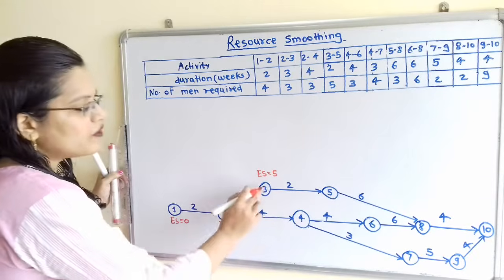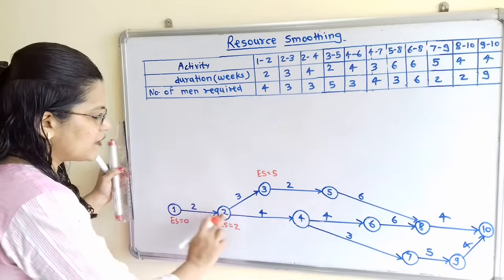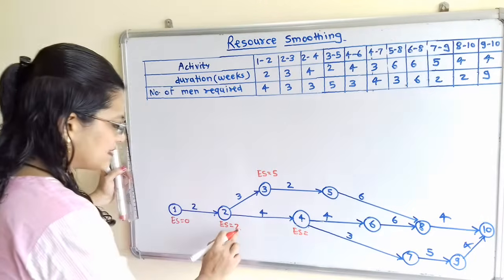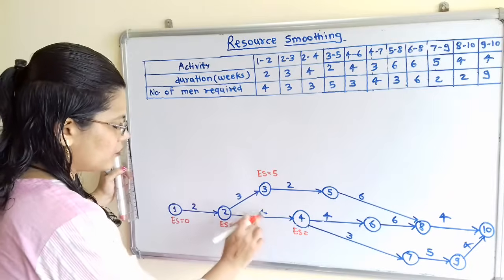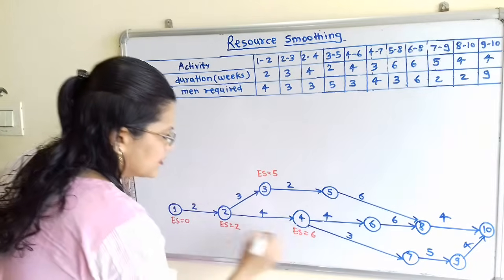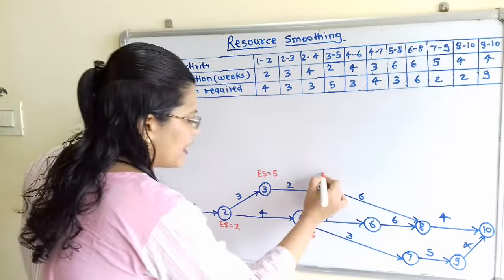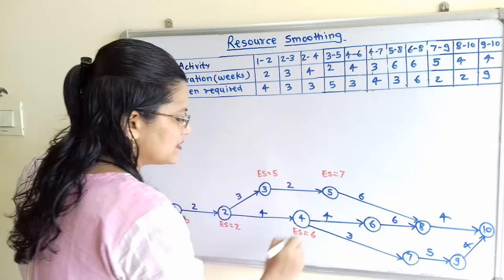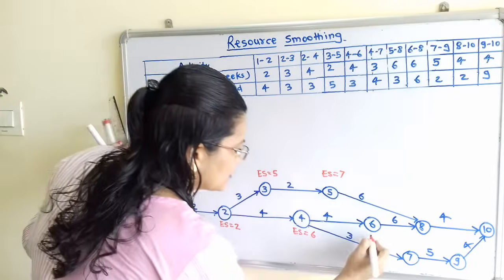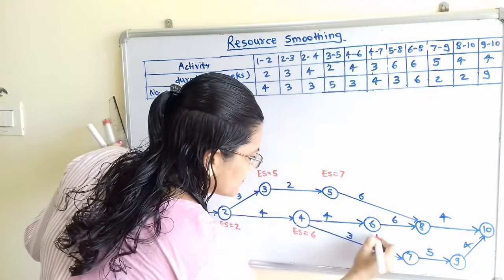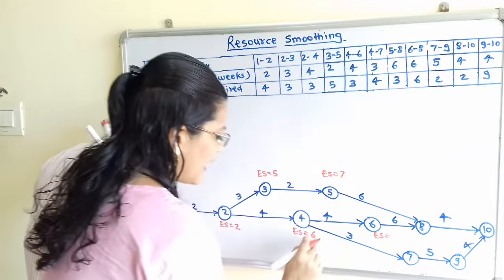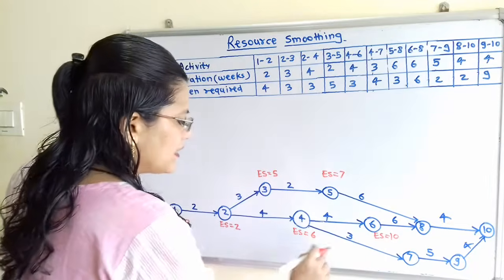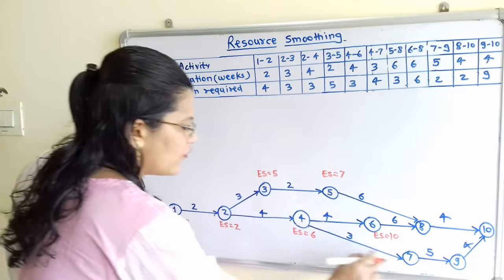Then we will move as per the node sequence 1, 2, 3, 4. So at node 4, the value of ES is 2 plus 4, that is 6. Then at node 5, the value of ES is 5 plus 2, that is 7. Then at node 6, the value of ES is 6 plus 4, that is 10. Then at node 7, value of ES.